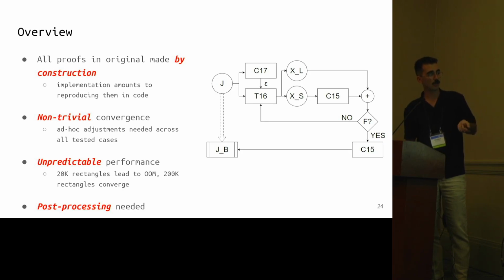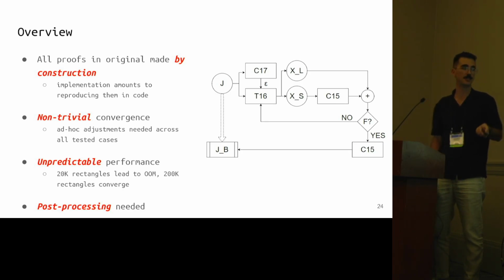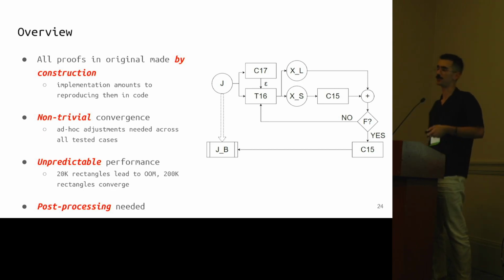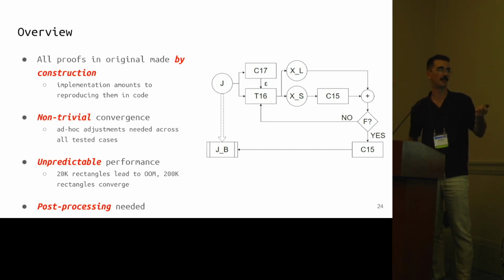And also note that the performance is unpredictable. The algorithm converges for 200K objects, but it leads to out-of-memory errors for 20K objects, so the topology of the objects has its role as well. And also some post-processing was needed. Again, feel free to check the paper for all the details.